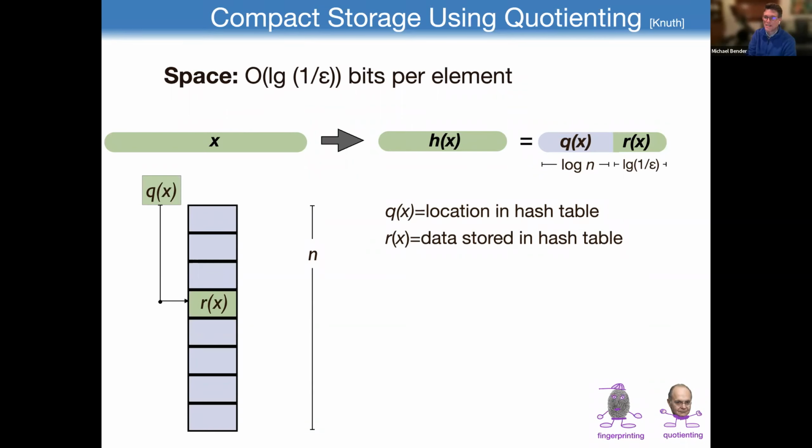Yeah, go ahead. Okay, next question here from John. Did the analyses on the previous slide with log n over epsilon assume fully independent hash functions? That is a great question. These are really good questions. So I have basically been assuming fully independent hash functions.